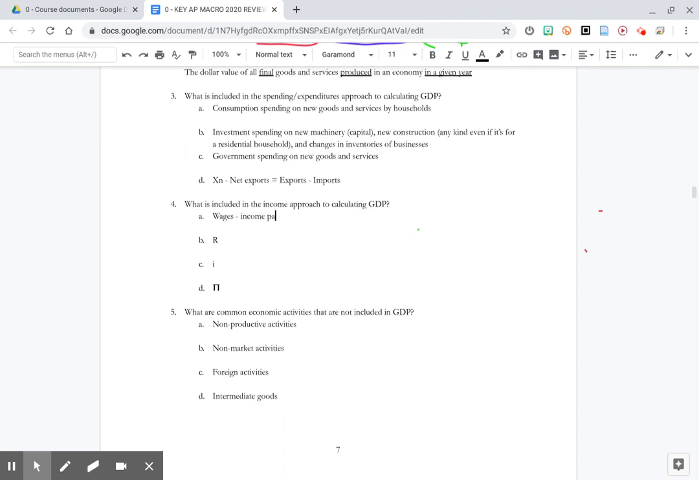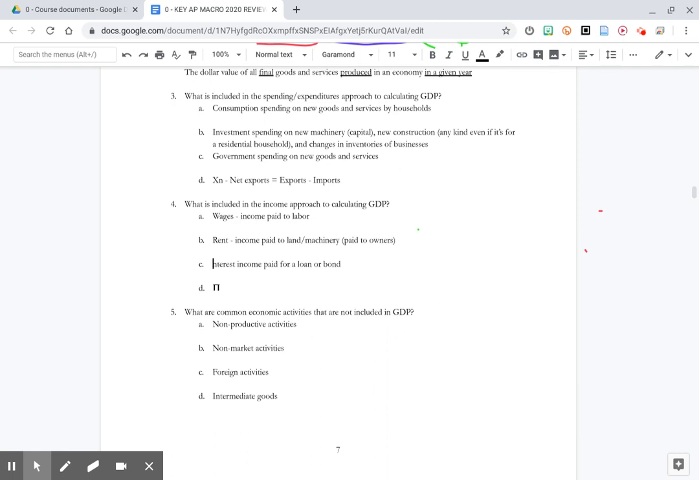That's income paid to labor. The second is rent. That's income paid to land or machinery. And technically, it's paid to the owners of those machines. And so we could say, if you're renting an apartment, that would count as rent. The next is interest, which would be income paid for a loan or bond.